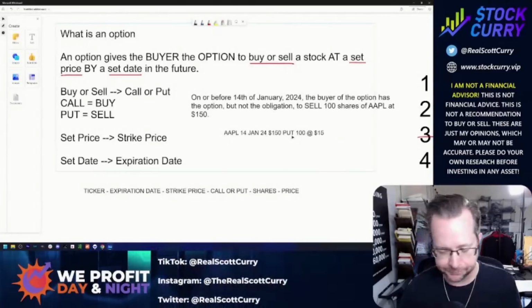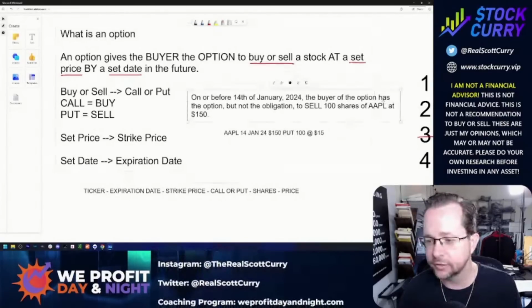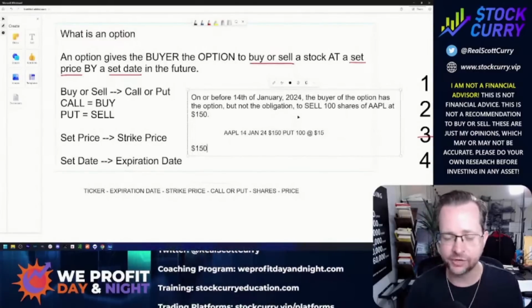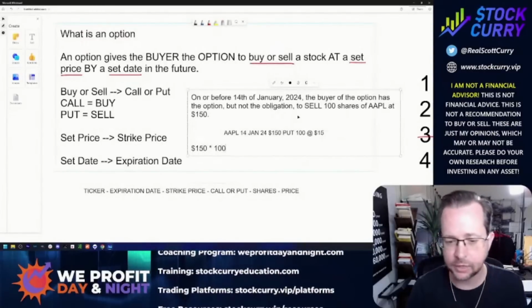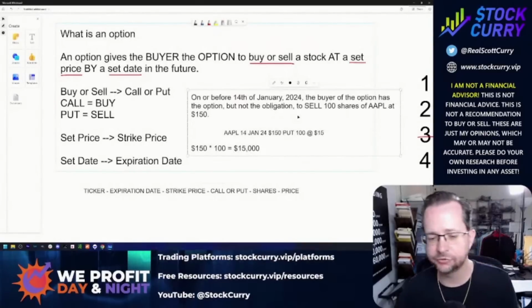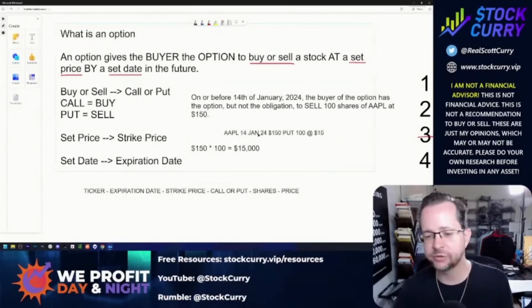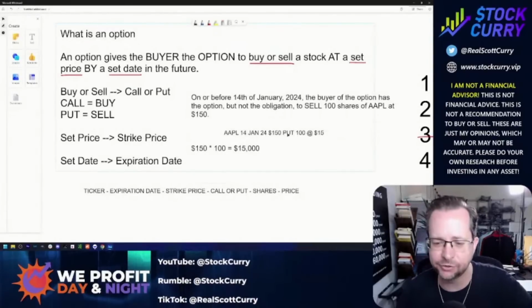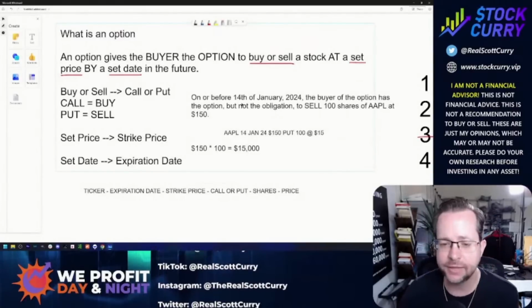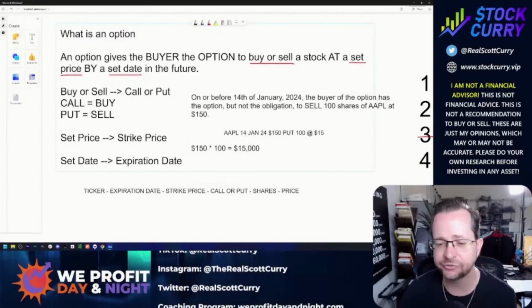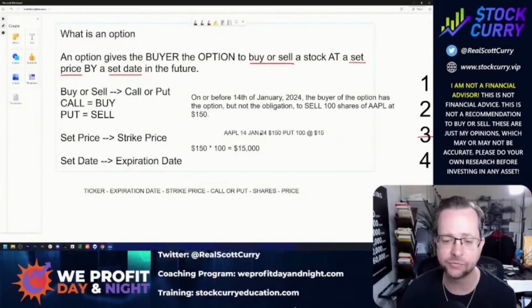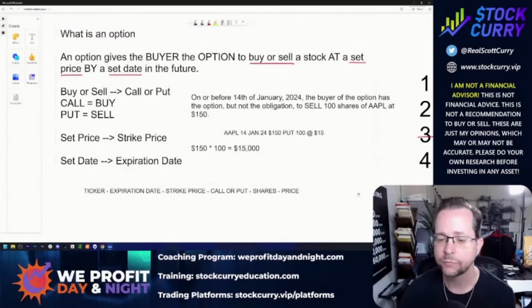The broker says you're going to need $150 per share. The contract is worth 100 shares. So you're going to need $15,000 in your account before I'm going to allow you to sell this put option. That way, if the buyer of this put decides to exercise it, you will have $15,000 available to go ahead and give the buyer of this put option.